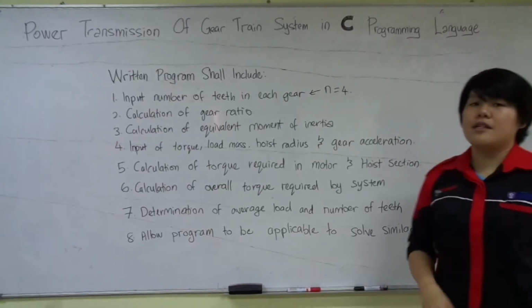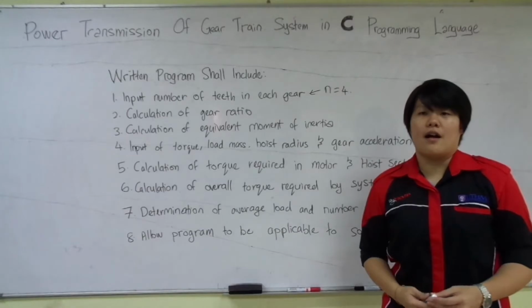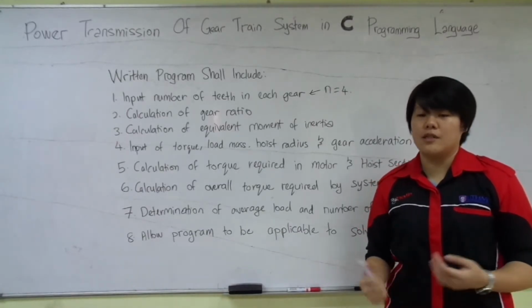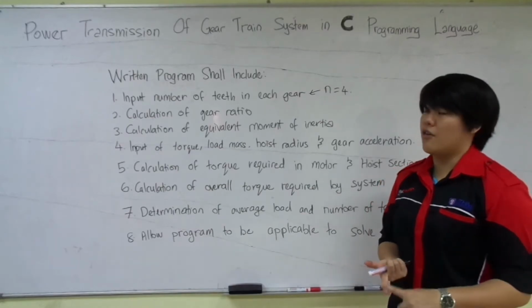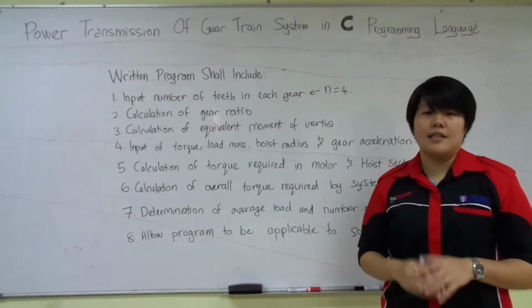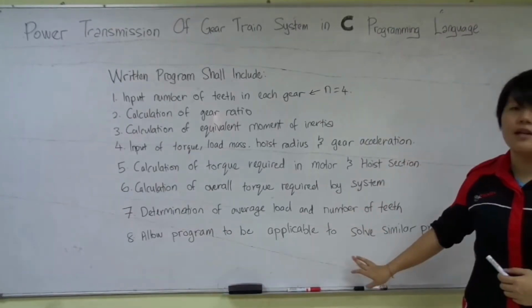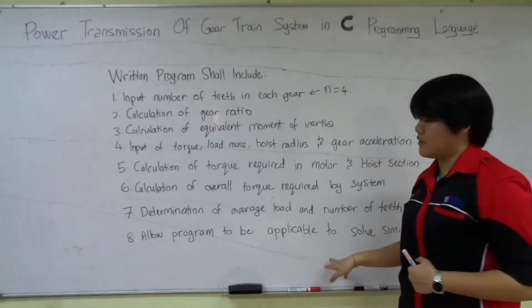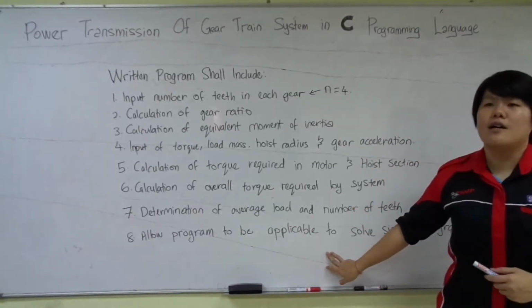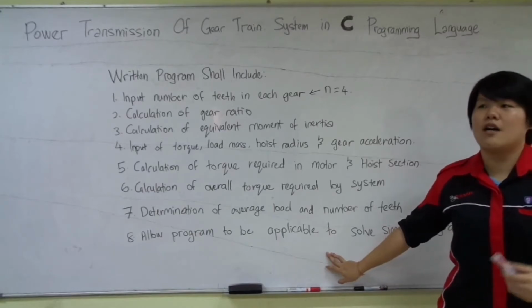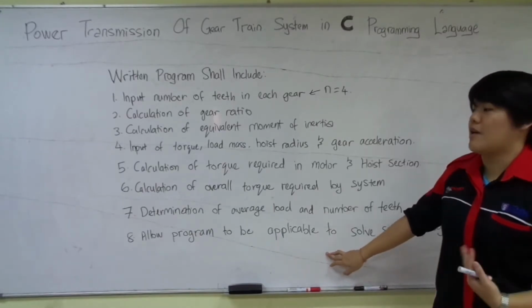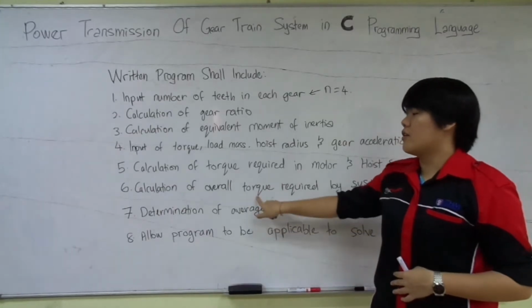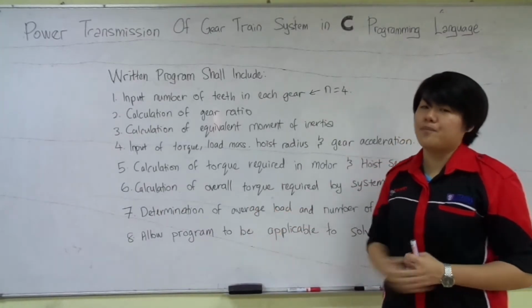As the example given is very thorough, where a lot of different parameters were used. For example, moment of inertia of gear, moment of inertia of the hoist, and many other different values. This program will be usable to solve similar problems where the values of moment of inertia or the mass or the number of teeth will be different, but may also calculate the overall torque required by the system.